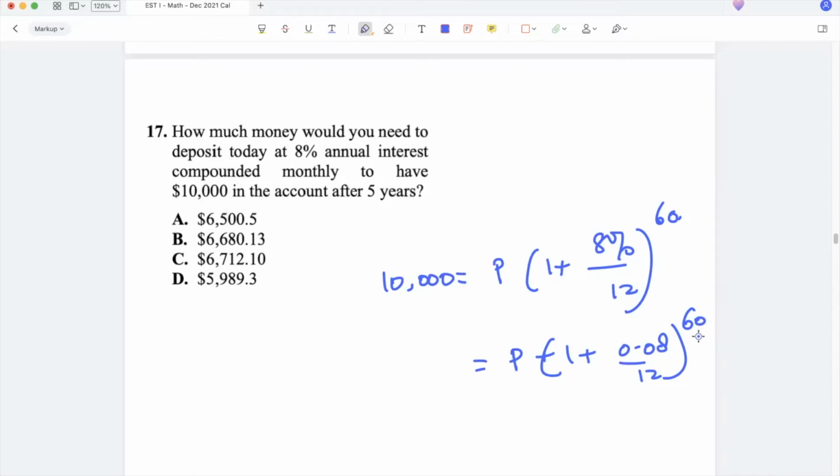0.08 divided by 12, this plus 1, right? This and this to the power 60. So that's about 1.49, right? So this is P times 1.49. So P would be 10,000 divided by 1.49. So 6711. So C.